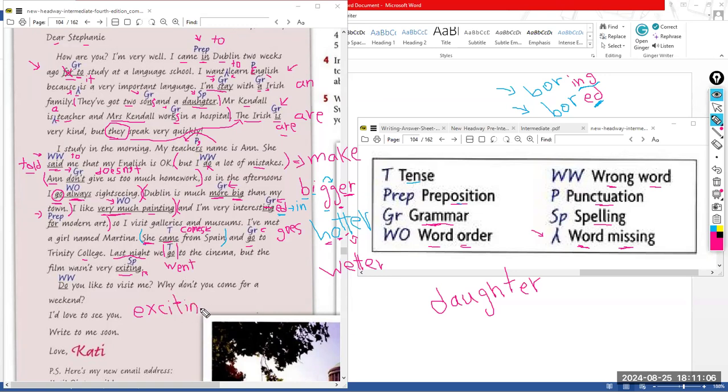So this is it. Please, guys, you have to apply these steps when revising your writing, just for your writing to be the best and to be totally correct.